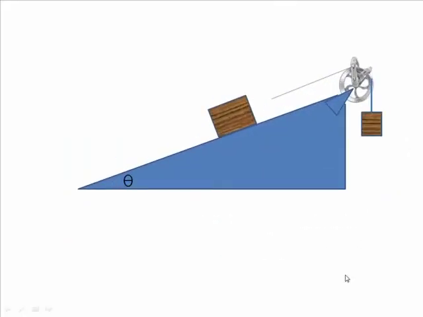Two masses on an incline with friction. We draw the force of weight, we break it into components. We know where theta is between the two. We've done this many times. We label mg, the weight down.